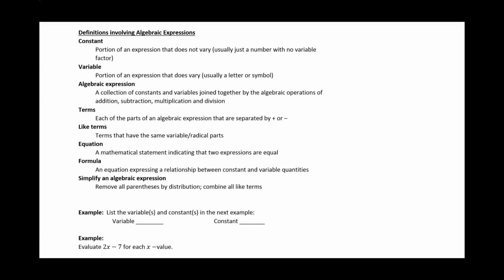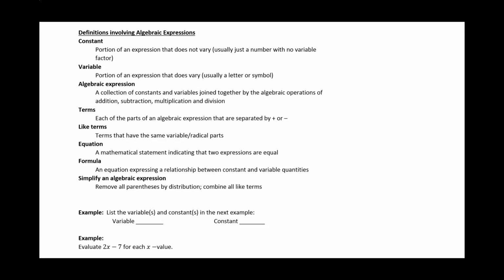Algebraic expressions are what you get if you put constants and variables together with adding, subtracting, multiplying, dividing. So this little guy down here, 2x minus 7, is an algebraic expression. Terms are each of the parts of the algebraic expression, like the 2x and the 7. Like terms are ones that we can combine. They have the same variable and the same exponent. Equations are two quantities that are equal to each other. The root word of equation is equa, so two things that are equal to each other.